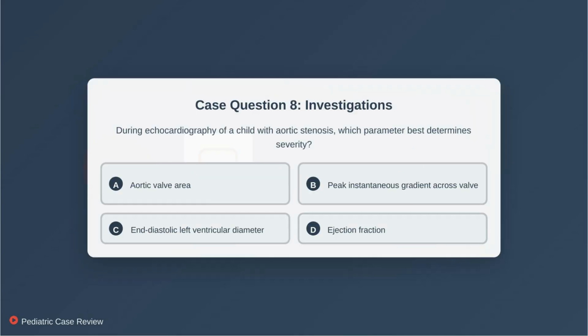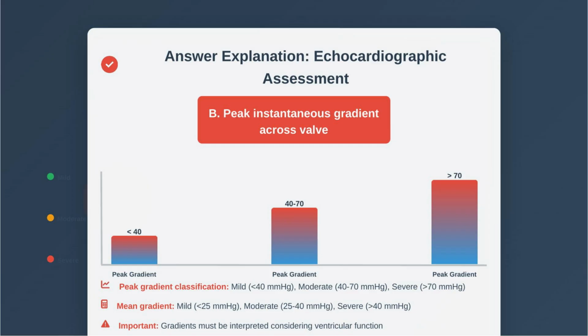During echocardiography of a child with aortic stenosis, which parameter best determines severity? A. Aortic valve area. B. Peak instantaneous gradient across valve. C. End-diastolic left ventricular diameter. D. Ejection fraction. The correct answer is B. Peak instantaneous gradient across valve.